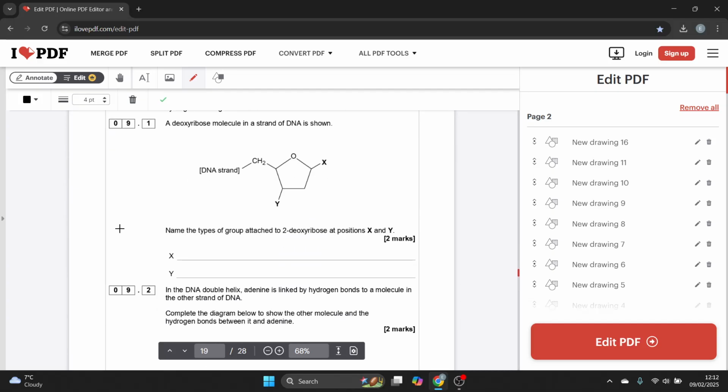9.1 Name the types of groups attached. X is your base, and Y is your phosphate group.